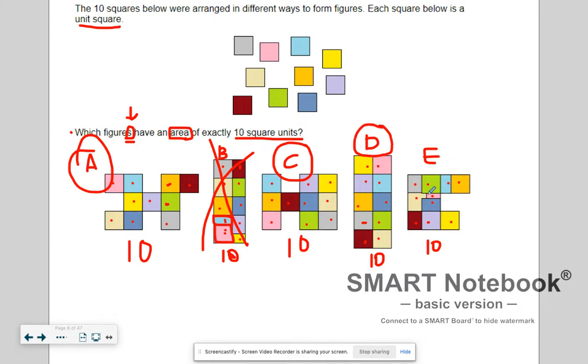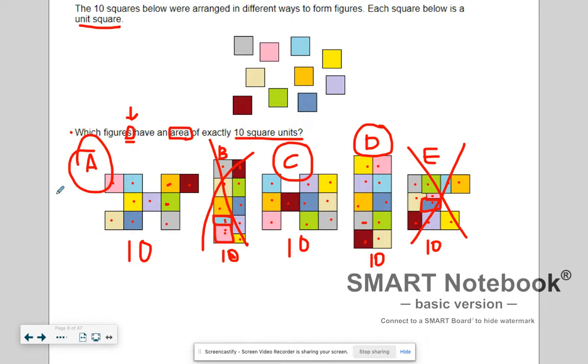What about E? This one looks really funny. You see how they overlap each other? See how this shape cuts into that tan shape right there? And look at that teeny tiny little pink shape right there. E is not correct because they overlap and they are not the same size.